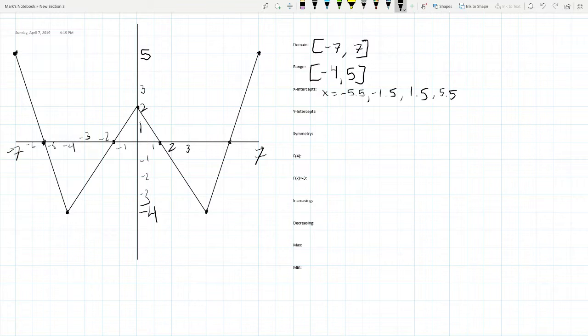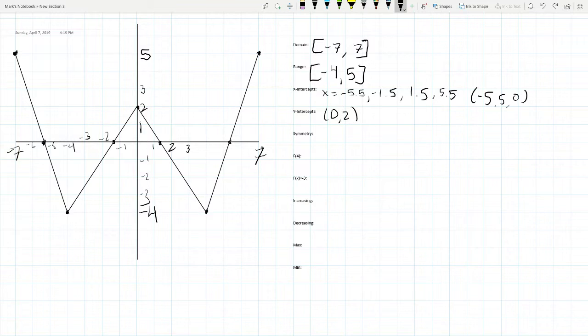Now for our y-intercept, it will just be where our function crosses the y-axis, and that would be at x equals 0, y equals 2. Going back to the x-intercepts for just a second, we could go ahead and just put (-5.5, 0), (-1.5, 0), etc., etc.